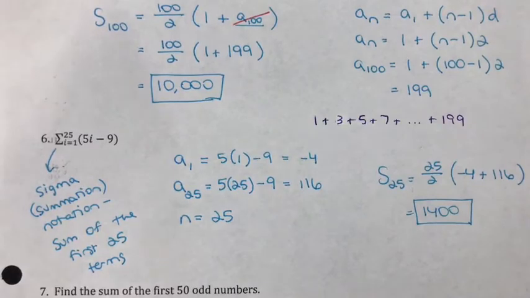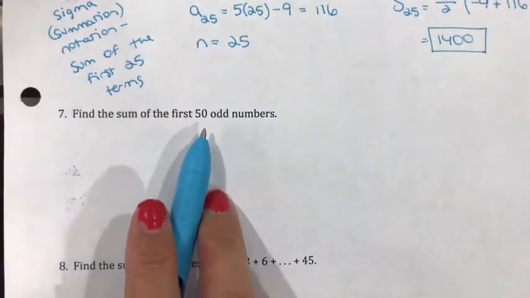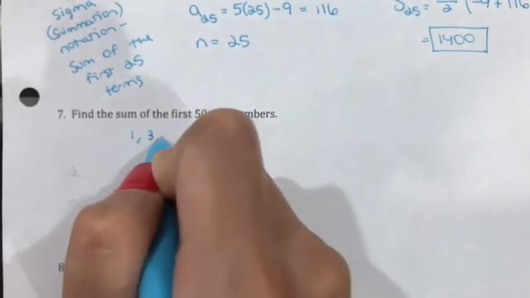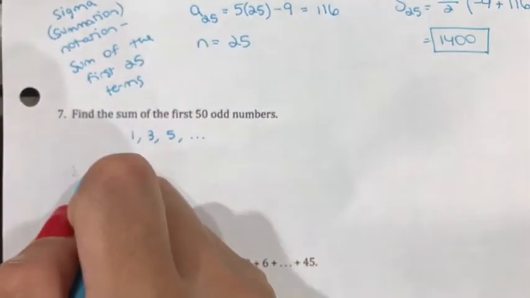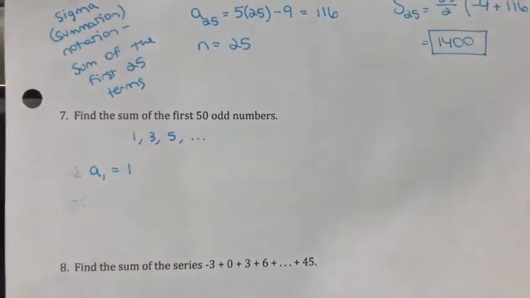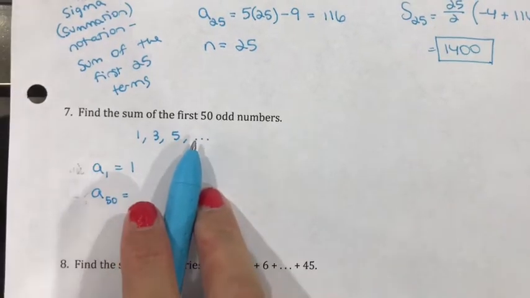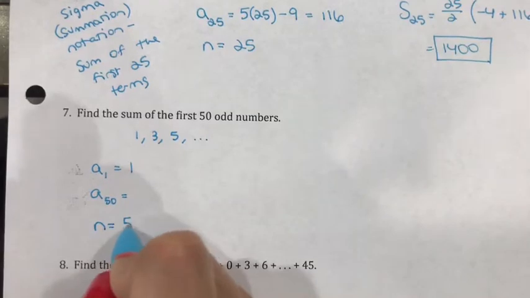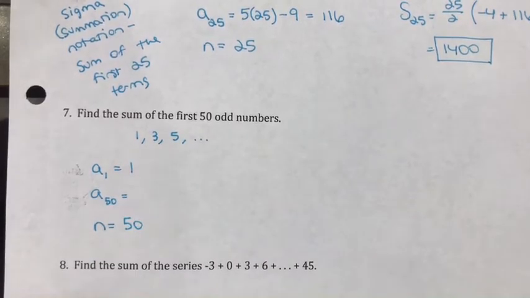Okay. All right, let's take a look at number 7. The first 50 odd numbers. So let's make a list. We've got 1, 3, 5, ... So I know the first term is 1. I don't know the 50th term. It's not 50, right? Because I'm going up by 2 each time. But I know that there are 50 numbers total. So this is where if you don't know a sub n, you need to use the explicit formula.